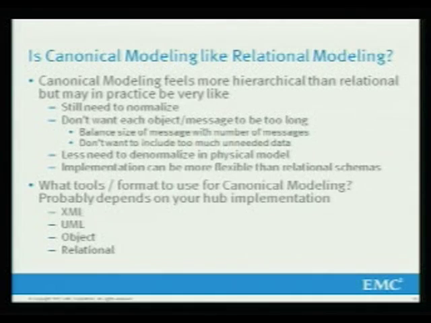So maybe canonical modeling is more like a linked data type of approach. Things are just connected. So canonical modeling was really more relational than relational modeling in some ways, right? Okay, yes?